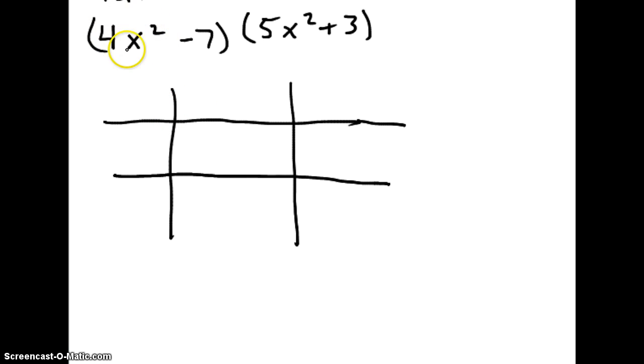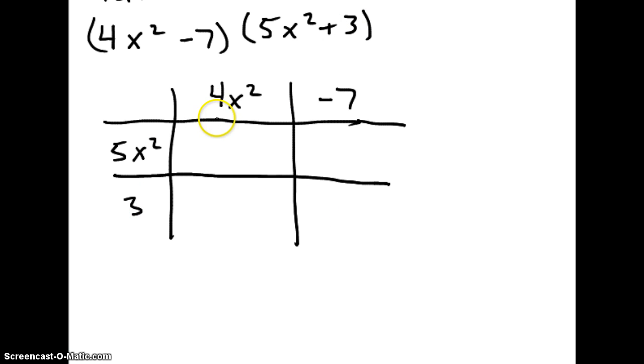So I'm going to take this 4x squared. That's my first term. I'm going to put it in this first slot right here. I'm skipping this space because it's going to turn out like a multiplication sign, like a multiplication table. And then I take this negative 7 right here and I put it in that second slot right there. Now I take this 5x squared and I put it right here, and this plus 3 I put right here.